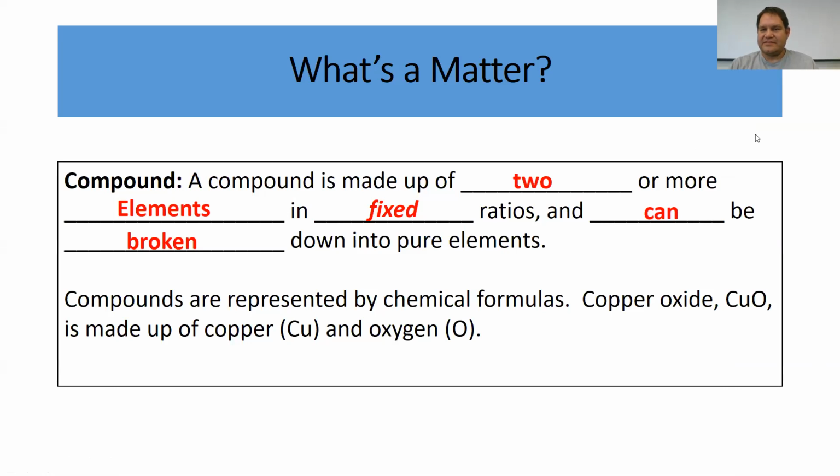All right, so let's get into the other type of pure substance. So we looked at elements. Again, elements are the building blocks of matter. They can't be broken down. They can't be destroyed through chemical reactions or processes.